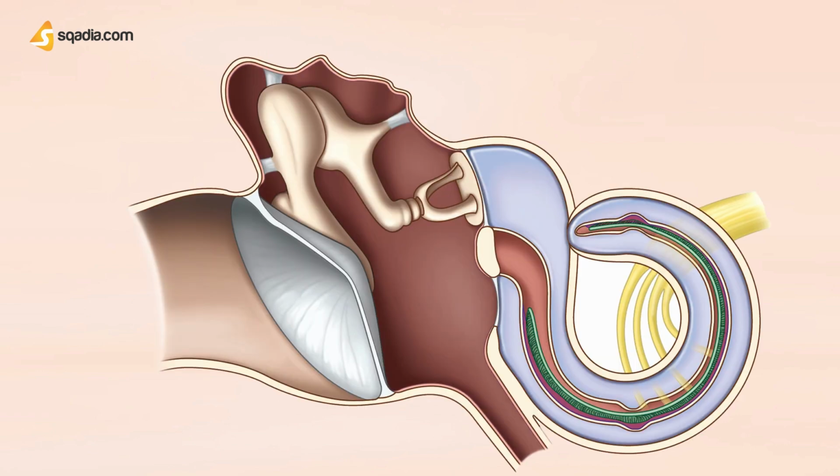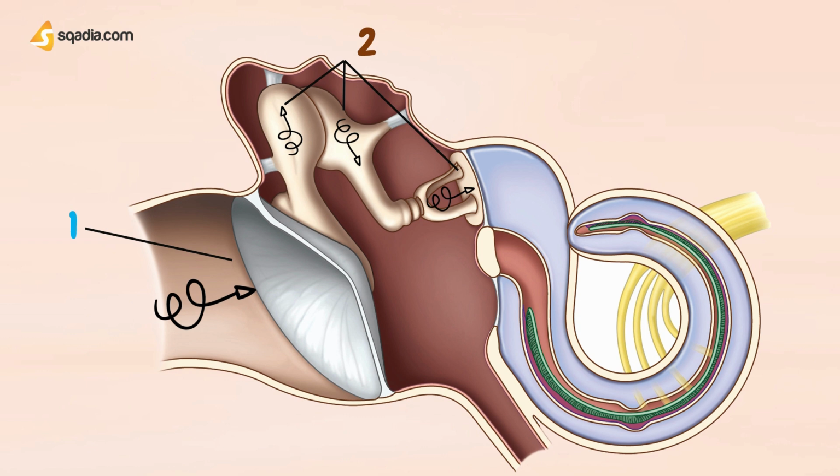Now let's discuss how hearing occurs. Well, hearing occurs when sound creates vibrations in the air, known as sound waves. In the first step, sound waves enter the ear and travel down the external auditory canal. The waves strike the tympanic membrane, causing it to vibrate. In the second step, the vibration spreads through the malleus, the incus, and the stapes.